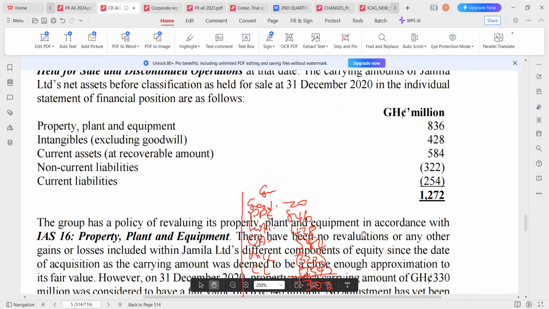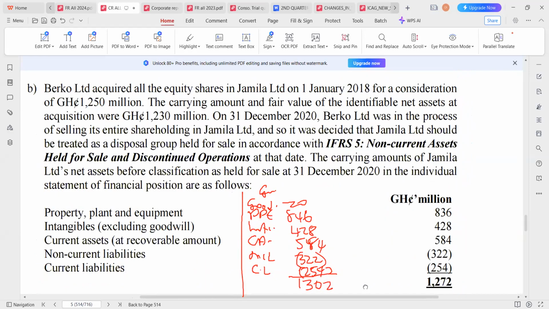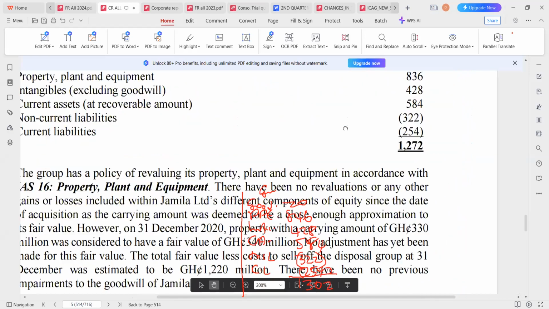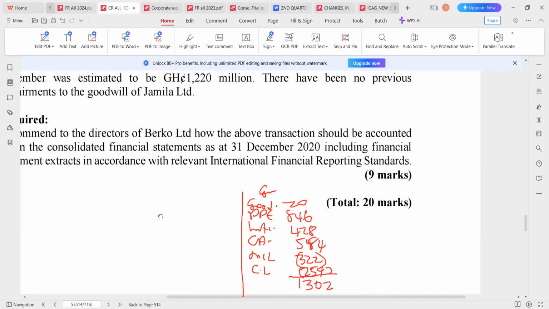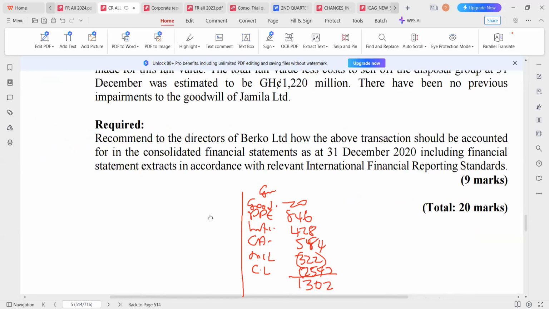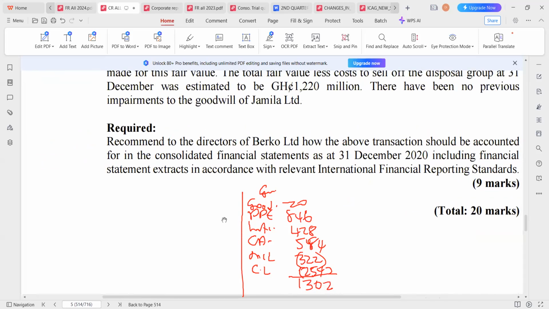Confirm 1302. Okay, so that's 1302. Good. What was the total fair value less cost to sell? 1220. Good. So here, what can we say? Is there any impairment? 1220. That's the fair value less cost to sell.